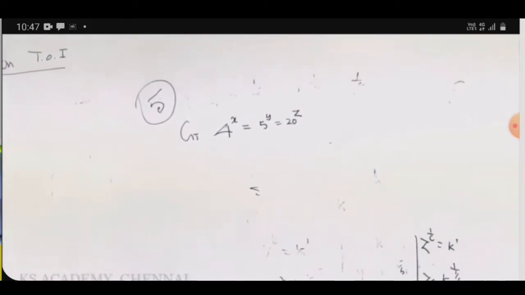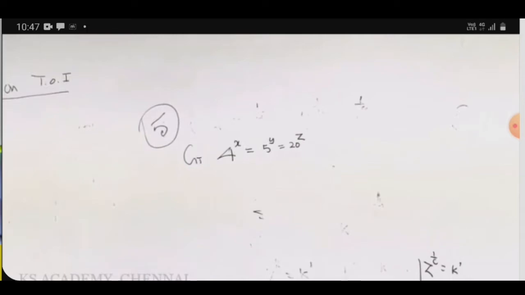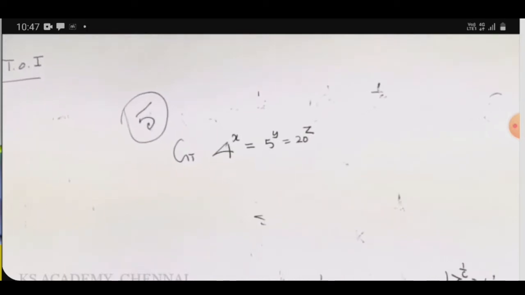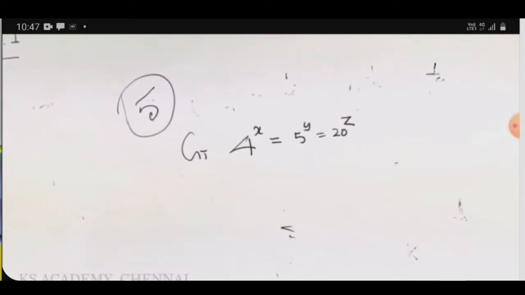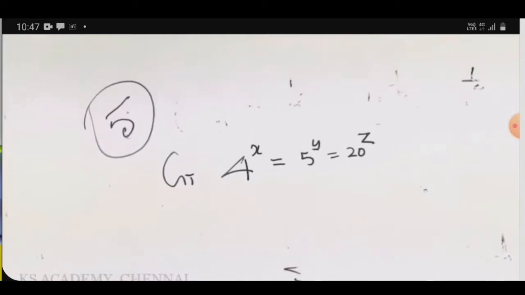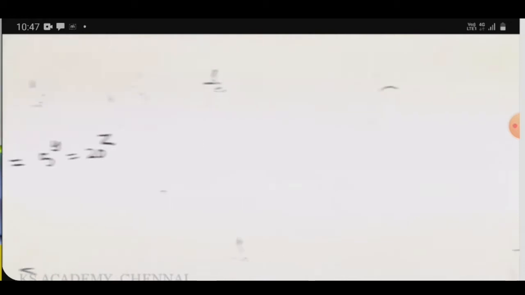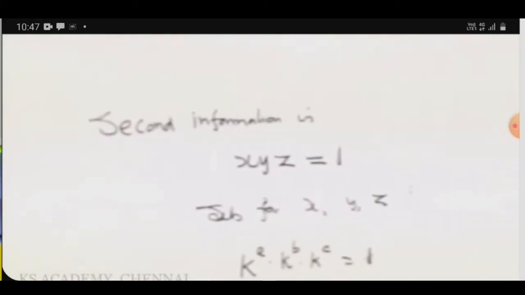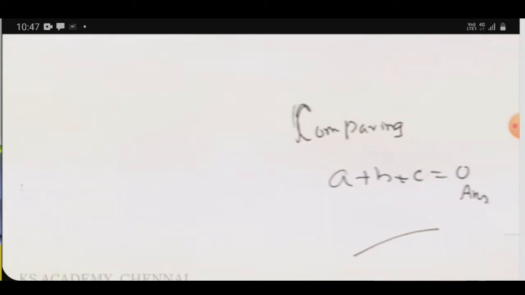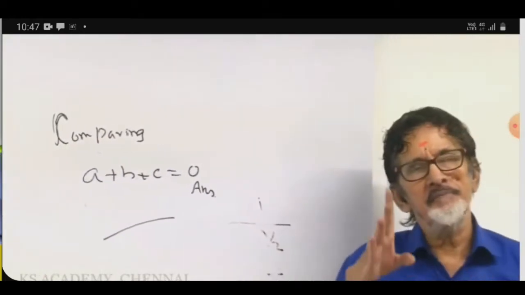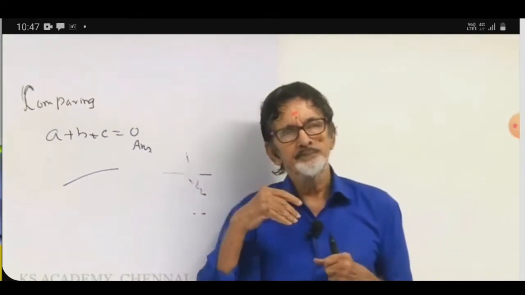Look at problem number 5: 4 power x is equal to 5 power y is equal to 20 power z. Find the z value. If you look at this problem and compare it with the earlier problem, there we had two pieces of information. In this problem, only one piece of information is given.